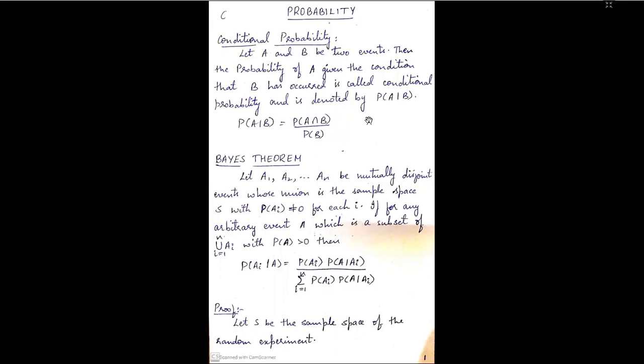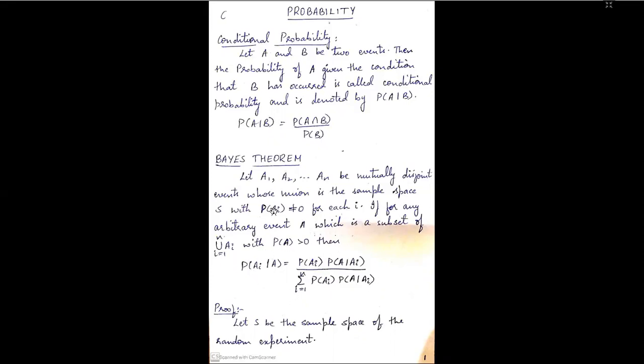Let A1, A2 up till AN be mutually disjoint events whose union is the sample space S with probability of AI not equal to 0 for each I. If for any arbitrary event A, which is a subset of union AI with probability of A greater than 0, then you have this formula.